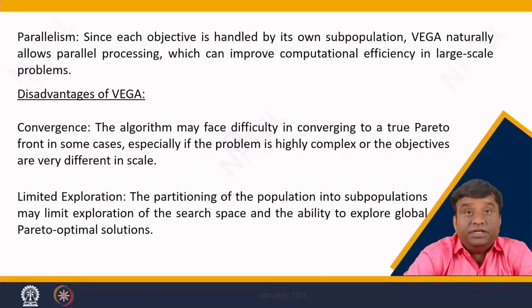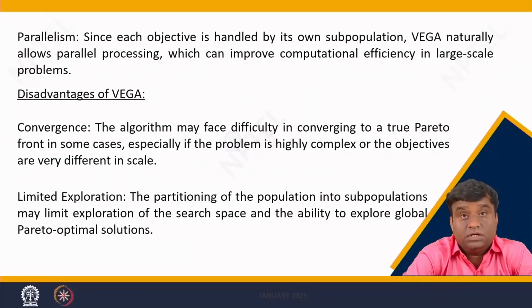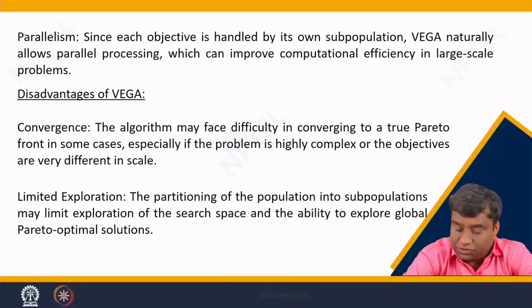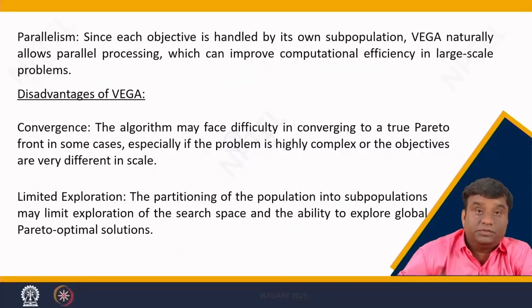Disadvantages of VEGA. Convergence: the algorithm may face difficulty in converging to a true Pareto front in some cases, such as when the problem is highly complex or the objectives are very different in scale. The second disadvantage is limited exploration. The partitioning of the population into subpopulations may limit exploration of the search space and the ability to explore global Pareto optimal solutions.